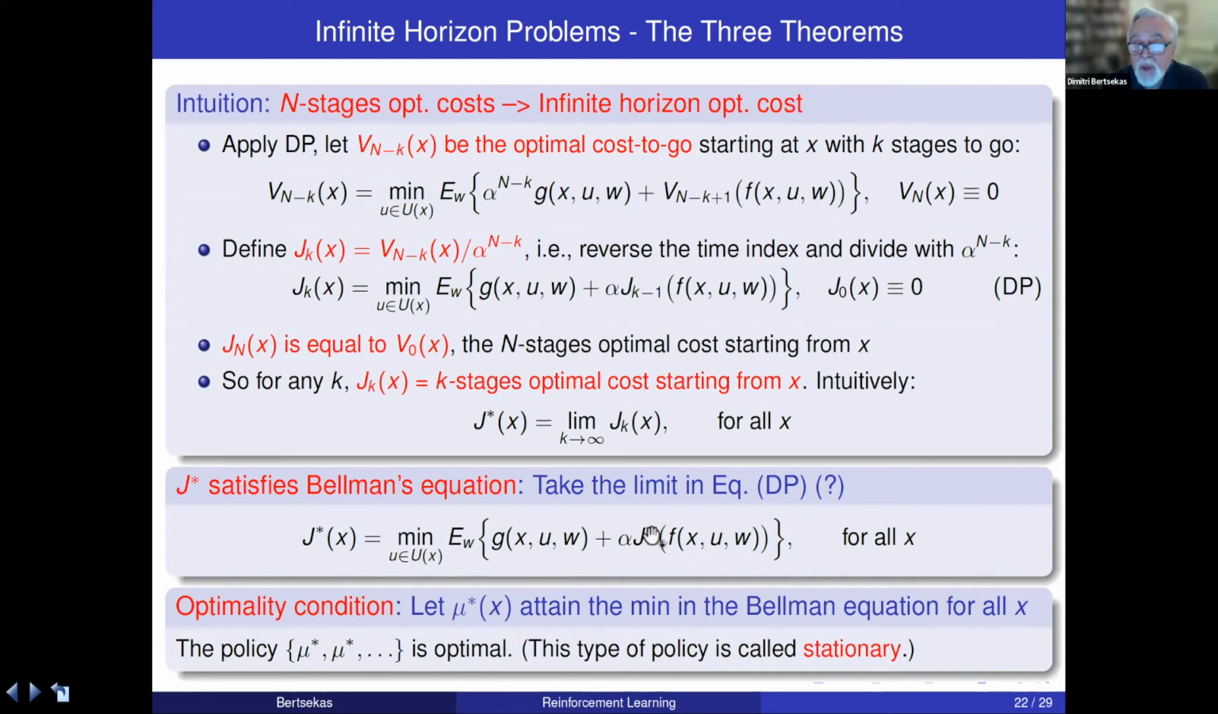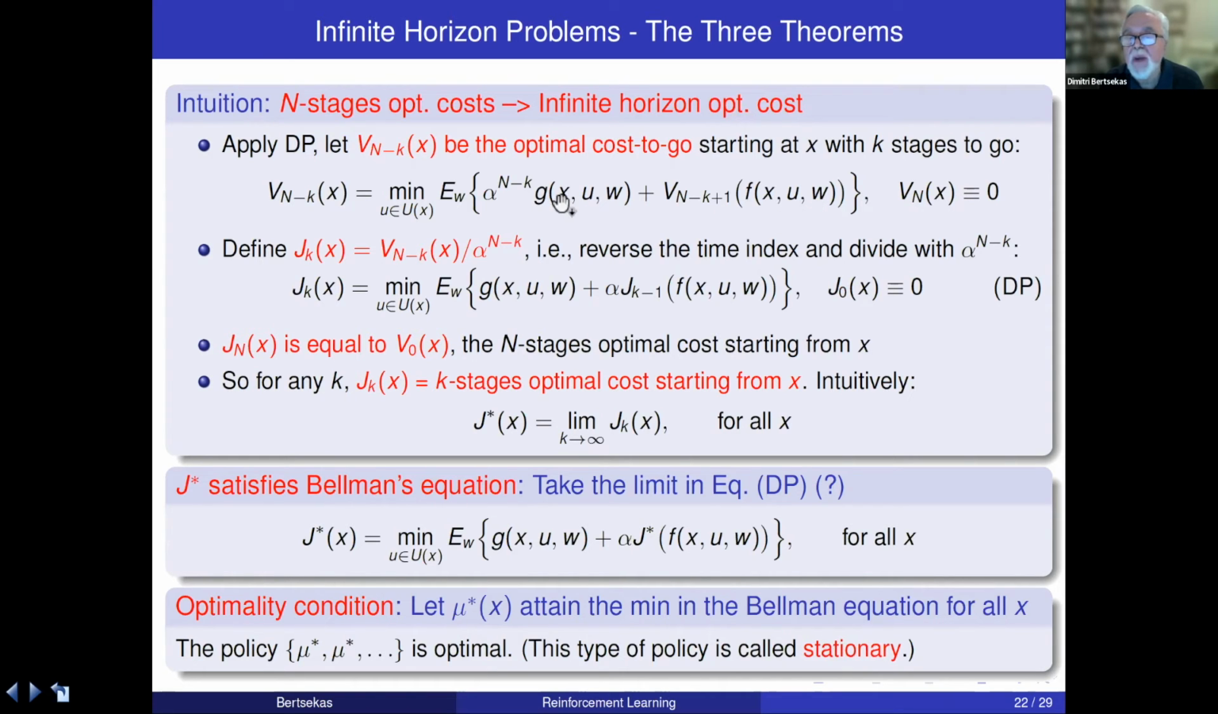And now this equation, if you can solve it, if you can find J star, then you can obtain an optimal policy by minimizing for every x and calling the corresponding control mu star of x. So if mu star of x attains the minimum in this equation for every x, then this policy is optimal. Now notice that this policy does not depend on the time index. That's the optimal policy that you would use at stage 1, at stage 2, at any stage. It's called stationary. And the reason is that everything here does not depend on k.